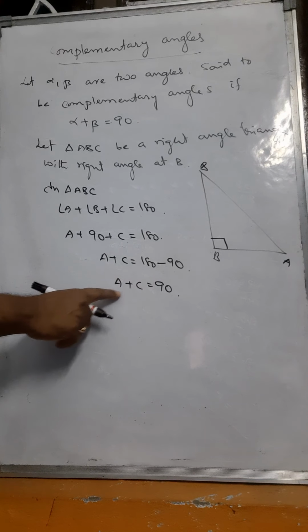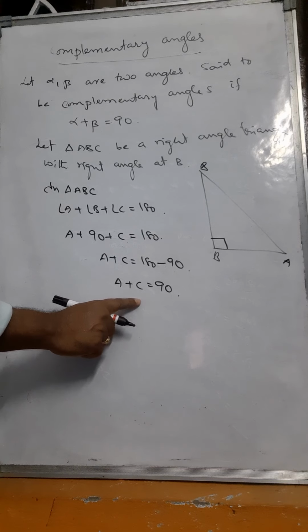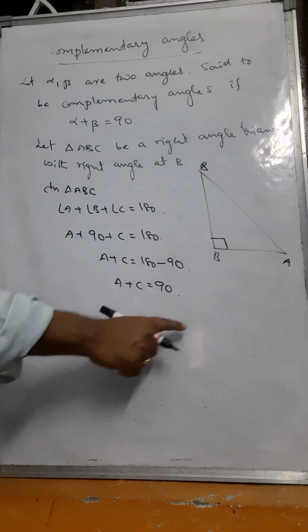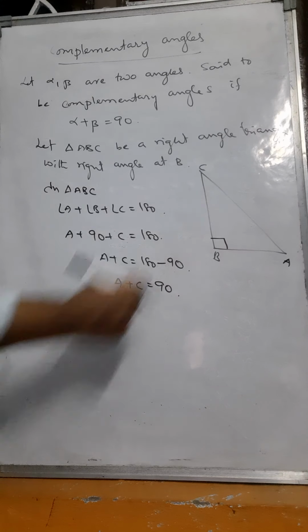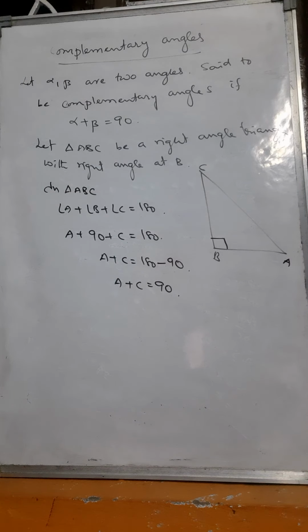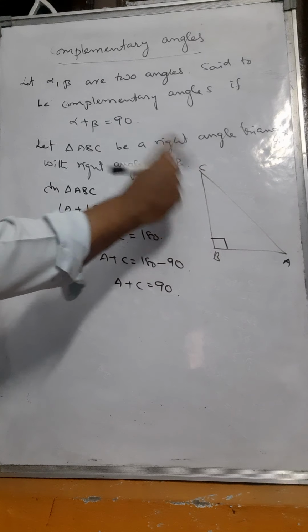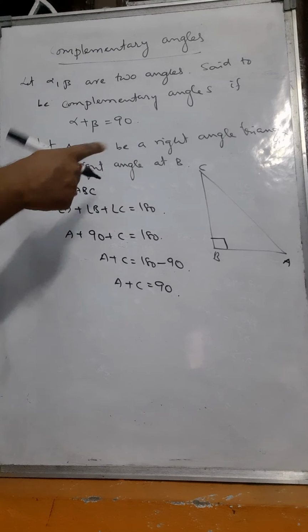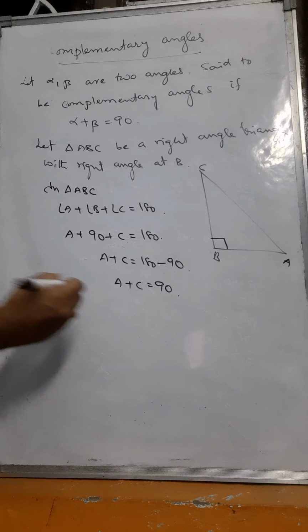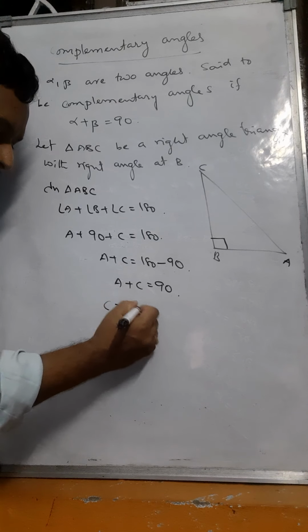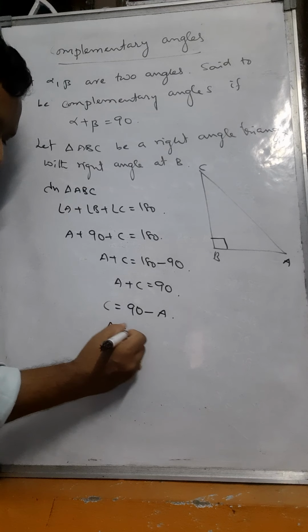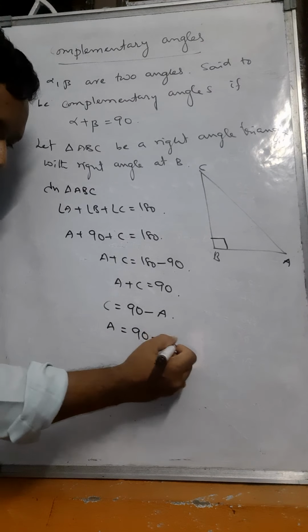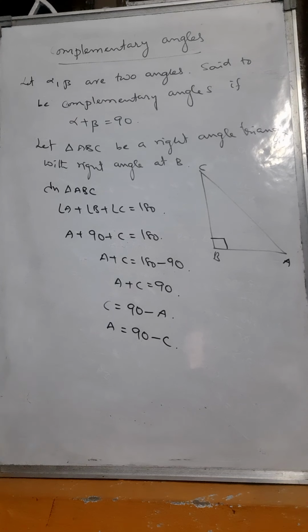So the sum of the two angles A and C is equal to 90. Then these A and C are said to be complementary angles. A is the complementary angle of C and C is the complementary angle of A. So from this C can be written as 90 minus A, or we can write A as 90 minus C.